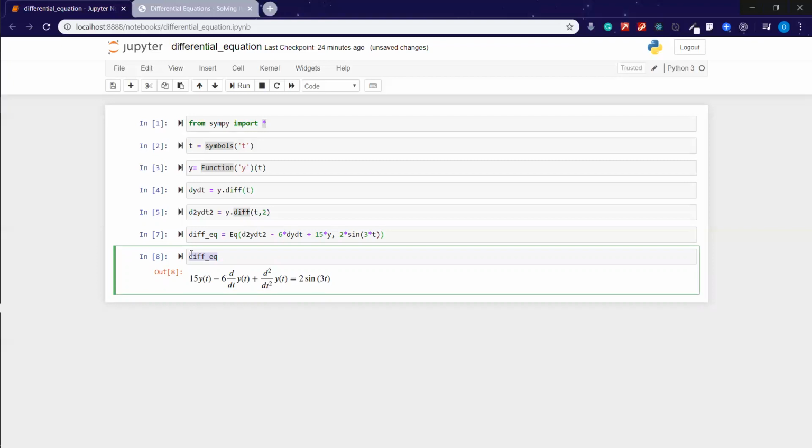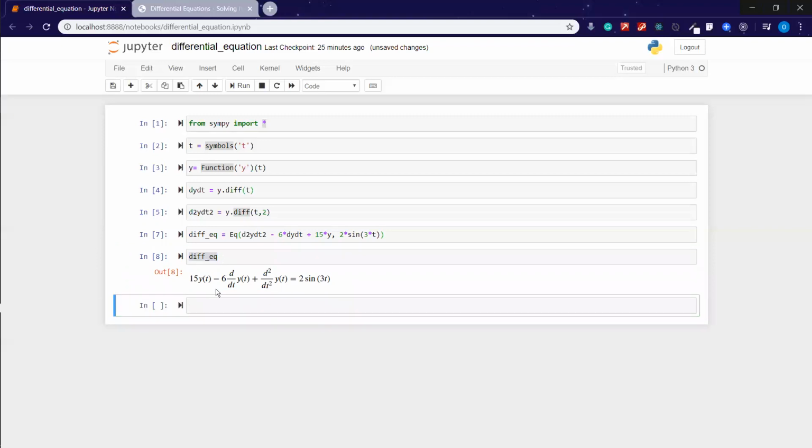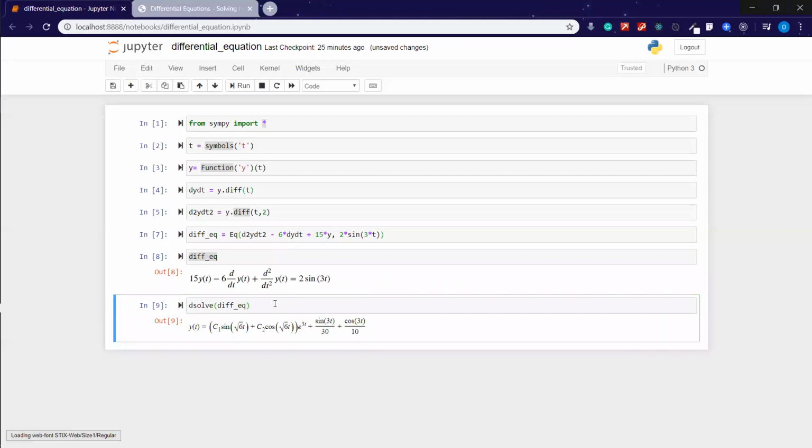So now we want to solve the differential equation. How do we solve the differential equation? To solve the differential equation, we use the function dsolve, and we pass in our differential equation into it. If I run it, we see that we have the solution to our differential equation.